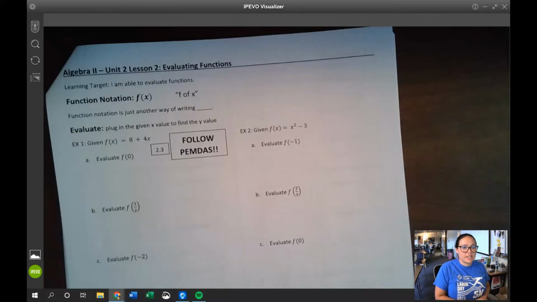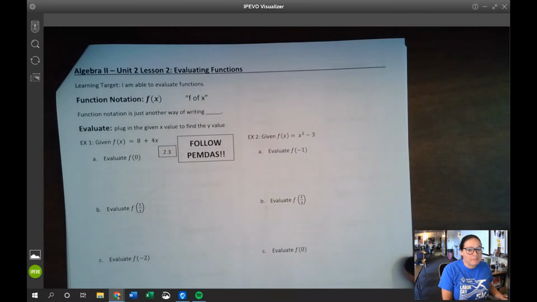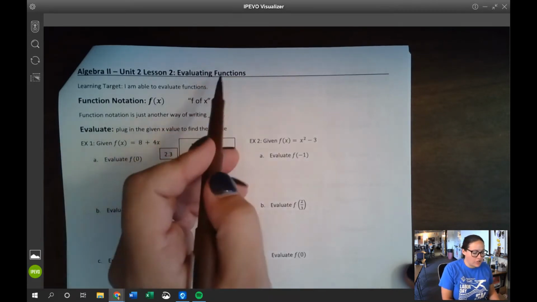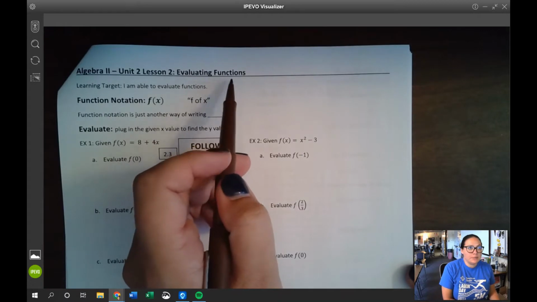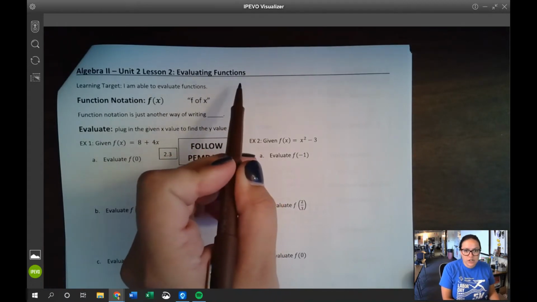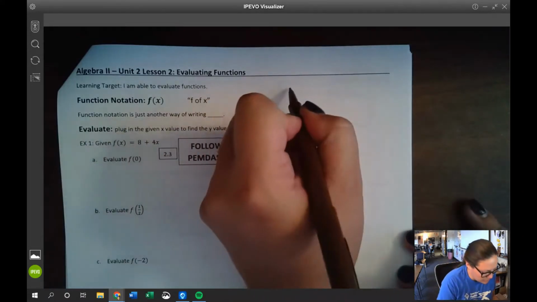All right, we are going to get into Unit 2, Lesson 2. I'm on page 5 in the Unit 2 packet. And in Lesson 1, we talked about functions. We talked about domain and range. And the analogy that I gave was that a function is like a machine. Okay, a function is like a machine.